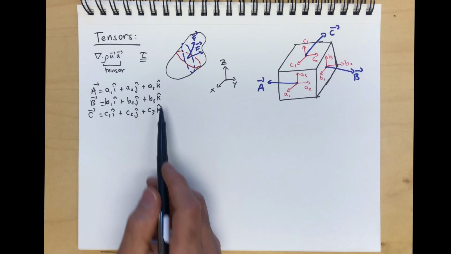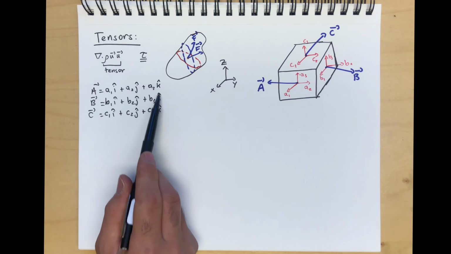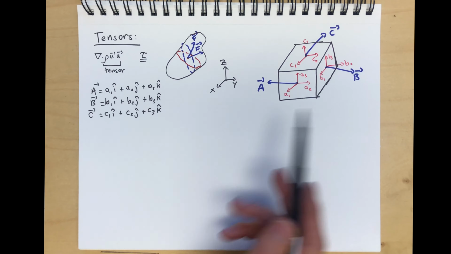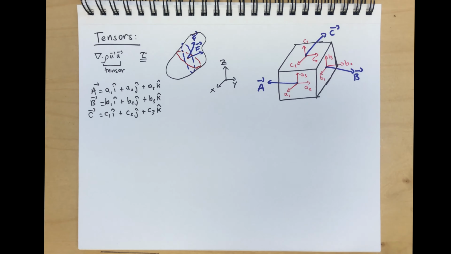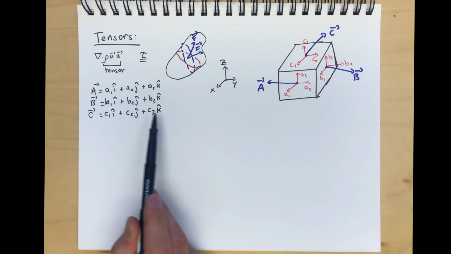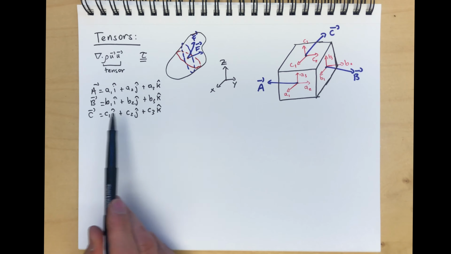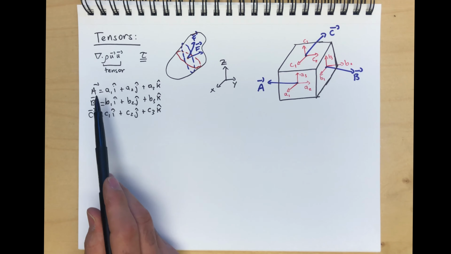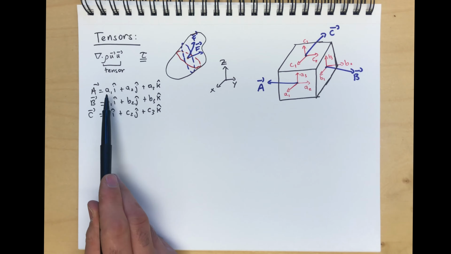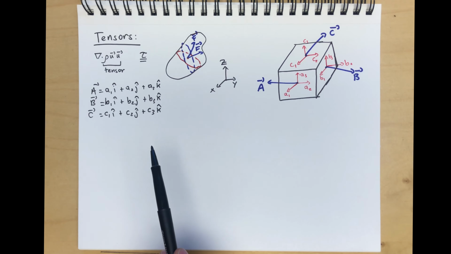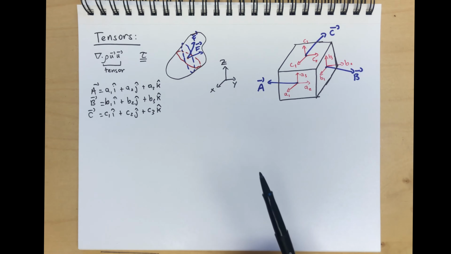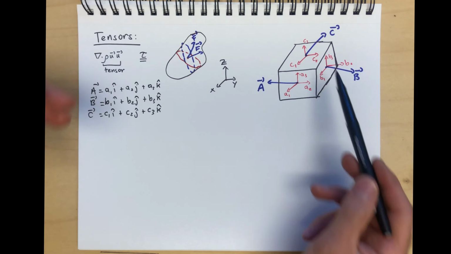So in total, we have 9 components to describe the state of stress at a point. Now the question is, is there a smart way to index these together, so that we don't have to refer separately to A, B, and C and then their individual components? It turns out that yes, but we need an additional number that allows us to tell where we are on the cube.